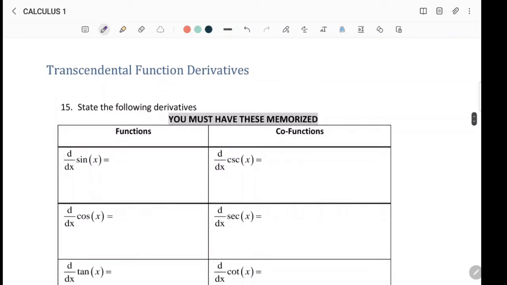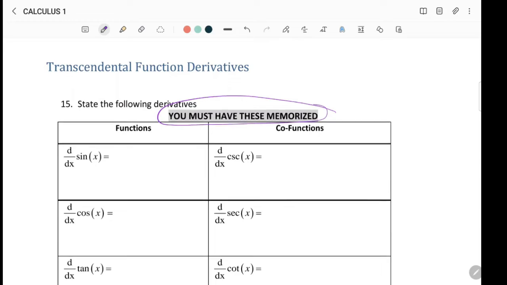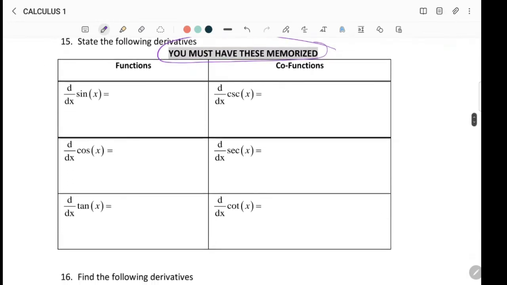Now we have to find the differentiation of transcendental functions, and you must have these memorized. We need to memorize that. So I'm writing and you can memorize it. It's better from your exam point of view.